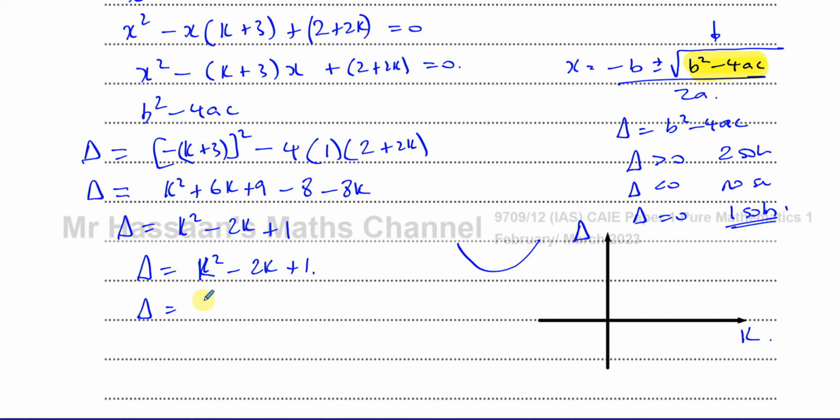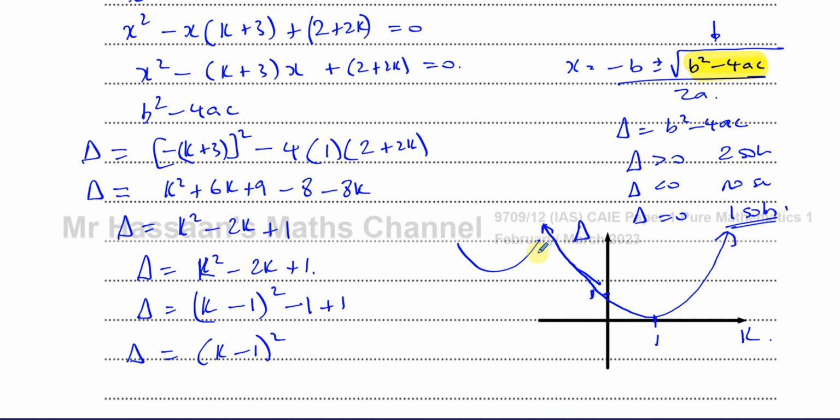Well, let's complete the square for this. You have k minus 1 squared, take away the square of this, which is minus 1, plus 1. So it's a perfect square, actually. So the discriminant is equal to k minus 1 squared. Now, that will be a graph which crosses the k-axis at 1. And it crosses the discriminant axis at 1 as well. When k is 0, the discriminant will be 1. So the discriminant graph will look something like this.